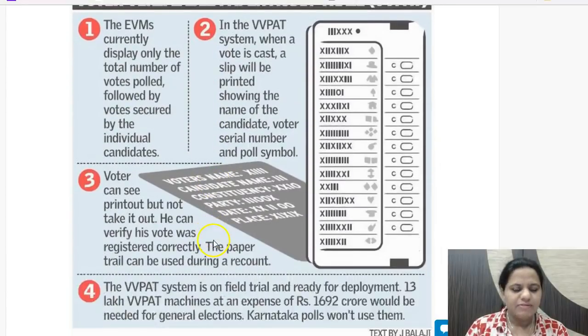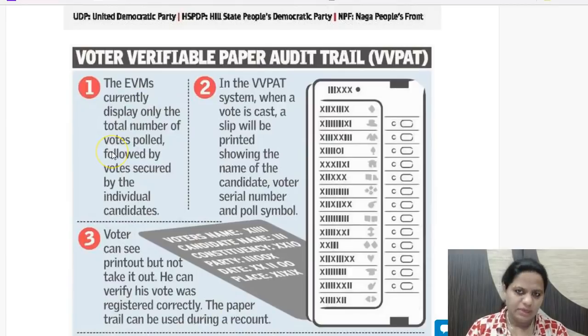And this is regarding VVPAT. So EVMs as such currently display only the total number of votes polled. So when the counting is done, EVMs show only the total votes, and also how much each individual candidate got as votes. But in the VVPAT system, when this is attached to the EVM machine, it will result in a paper audit. Means whenever a vote is cast, a printed slip will come out.